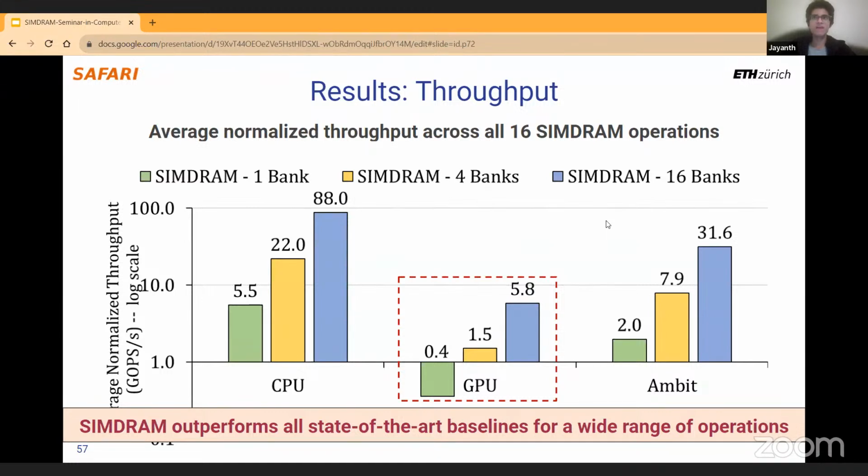Okay, so this happens because of the bit-serial nature with which we implement SIMDRAM operations. So when you implement operations like multiplication and division, it scales quadratically when we do it with SIMDRAM, and it worsens with the element size that we're operating on, and this is what leads to a lower throughput.